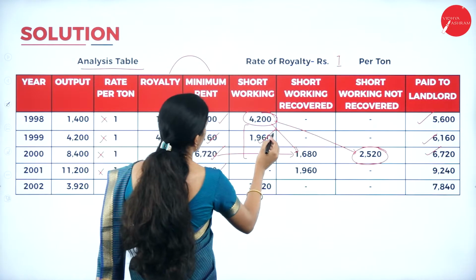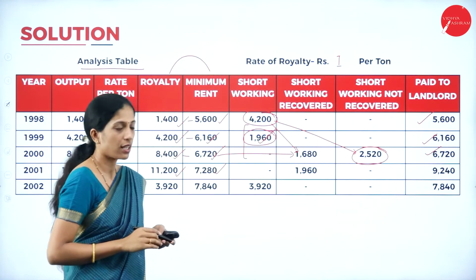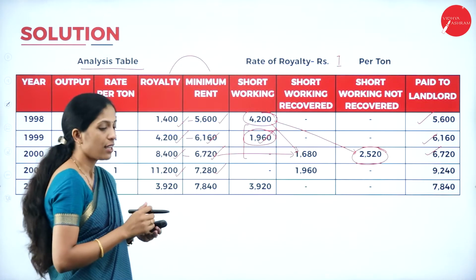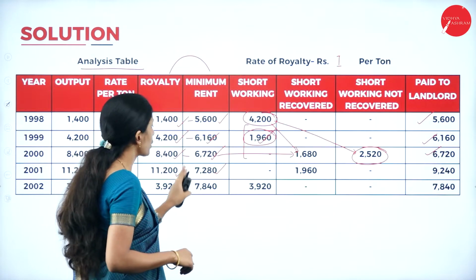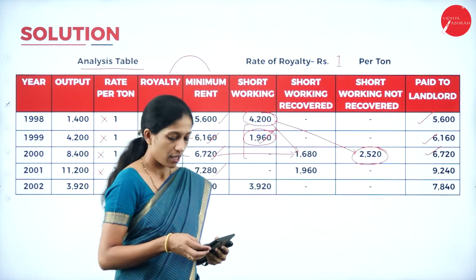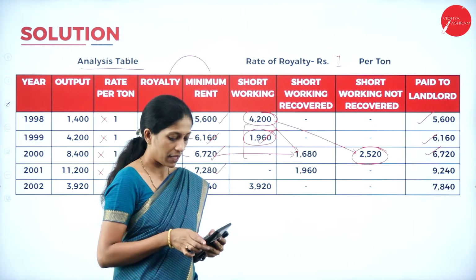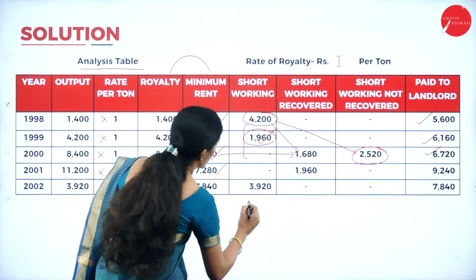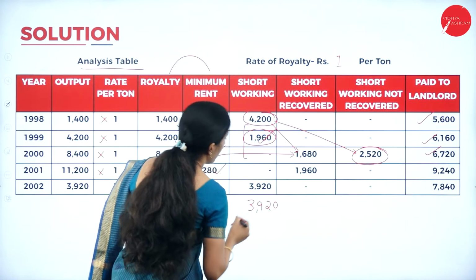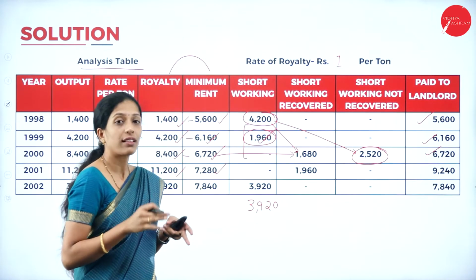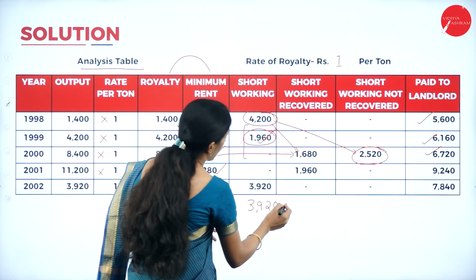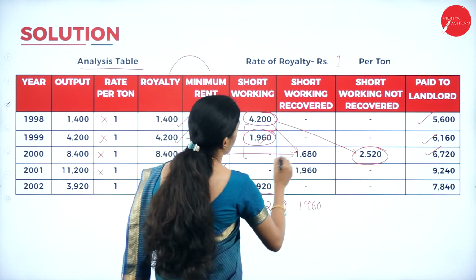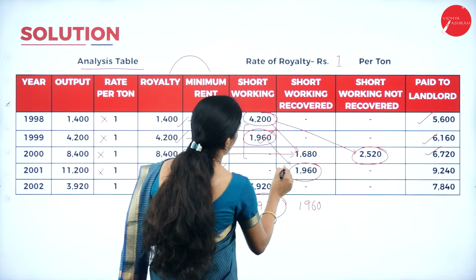Now we have to recover this short workings, 1,960. How much excess do we have? 11,200 minus 7,280. So the excess amount is 3,920. But we have short workings of only 1,960. So we could recover the full 1,960 from this 3,920.